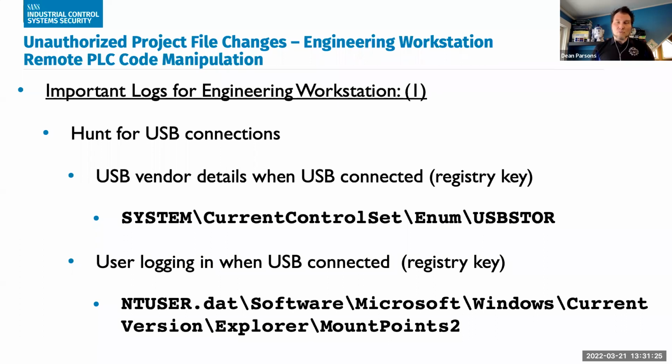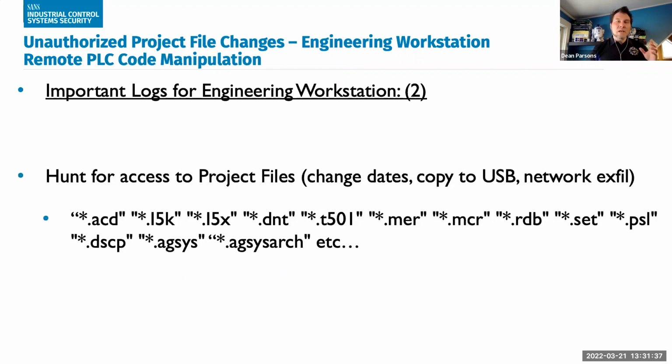But beyond looking for USB connections in the engineering workstation, it's critical to look at the network as well. Access control goes without saying, but also any exfiltration of data across to a C2. Before we go there, I do want to bring up again, wherever your project files are, they are targeted. We have seen the adversary target these on a number of different occasions.